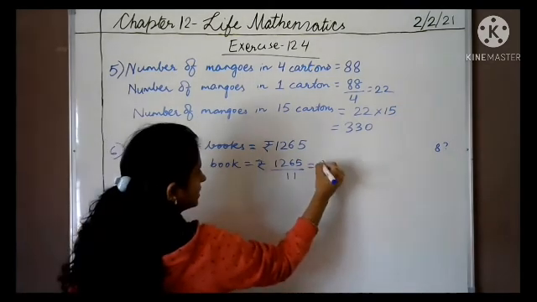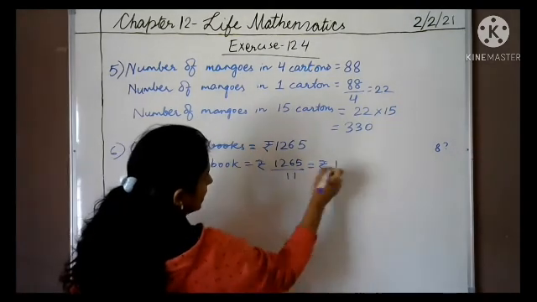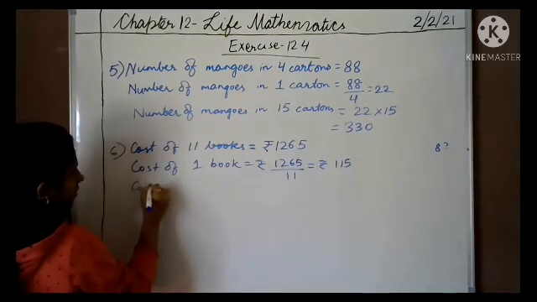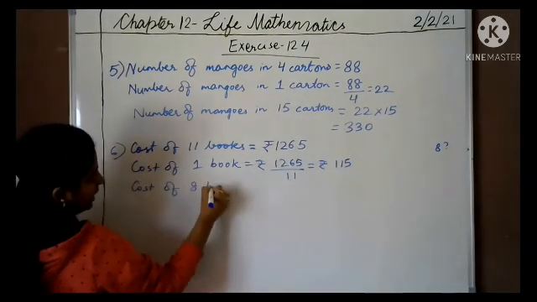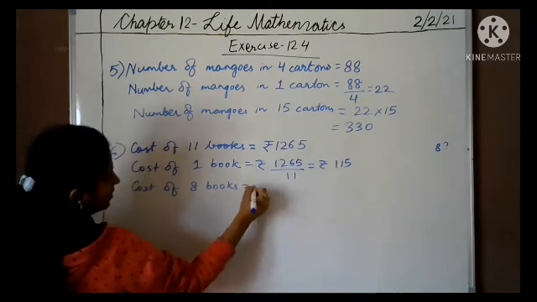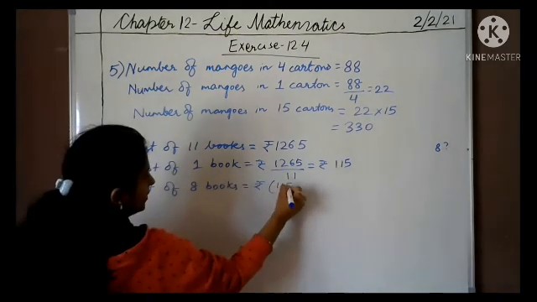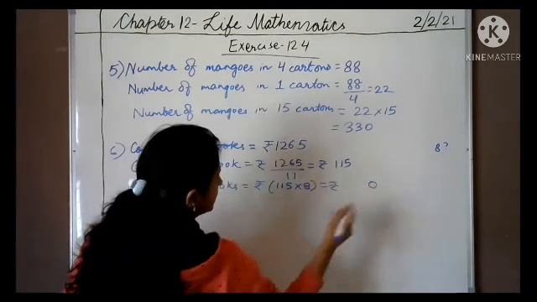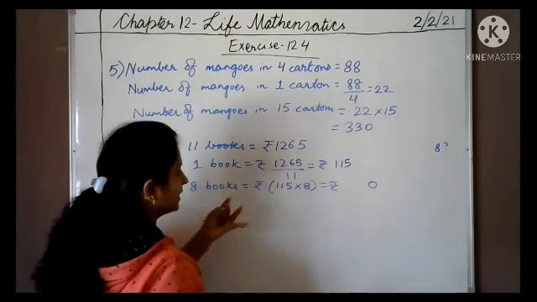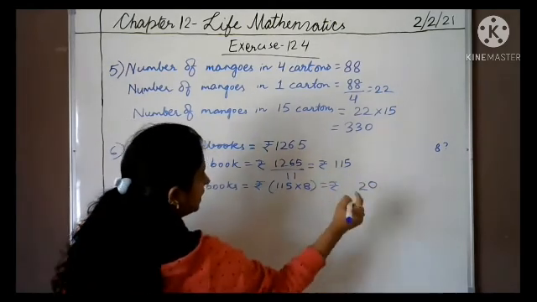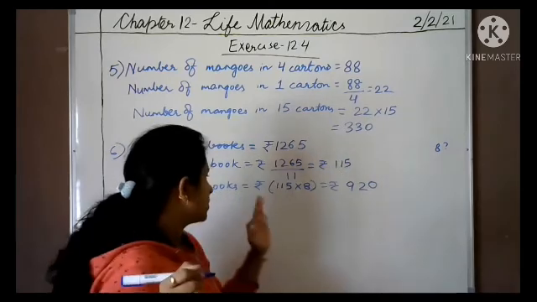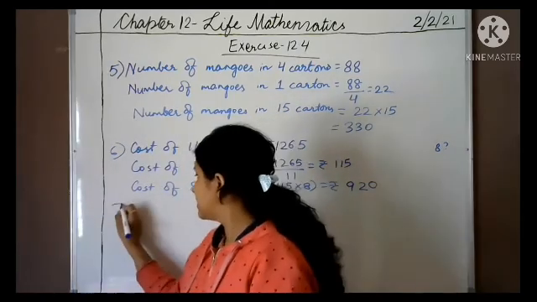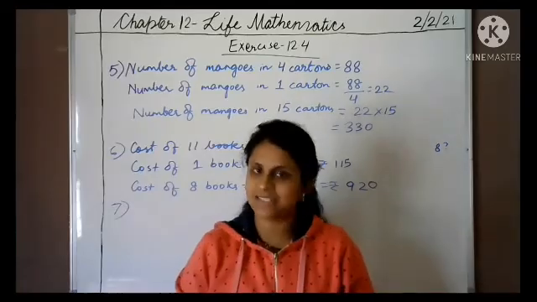So 11 ones are 11. 11 ones are 11 and 11 fives are 55. So 115. Cost of 8 books is equal to rupees 115 multiplied by 8, which is equal to 8 fives are 40, 0 carry 4, 8 ones are 8, 9, 10, 11, 12, carry 1, 8 ones are 8 and 1, 9. So cost of 8 books is rupees 920. Now let's discuss question number 7.